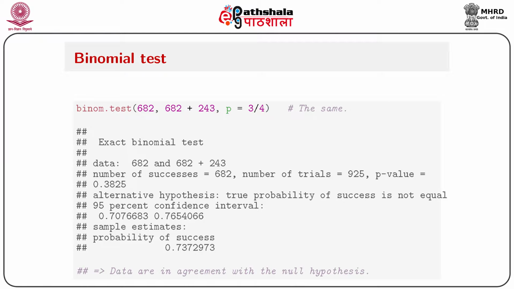And alternatively, you also can write binom.test(682, 682 plus 243, p equals 3/4), and that also will generate the same results. So the data are in agreement with the null hypothesis.